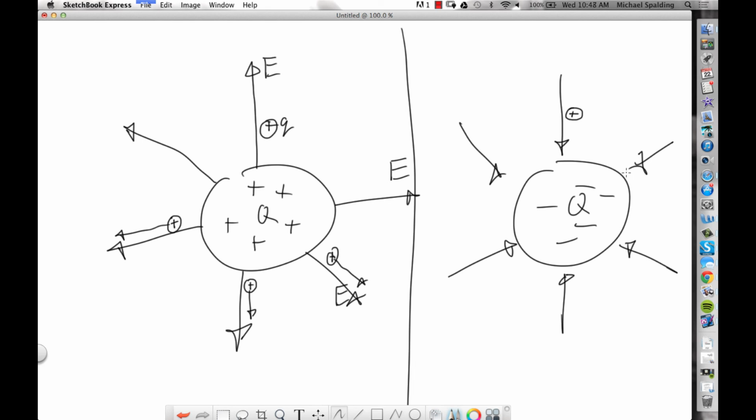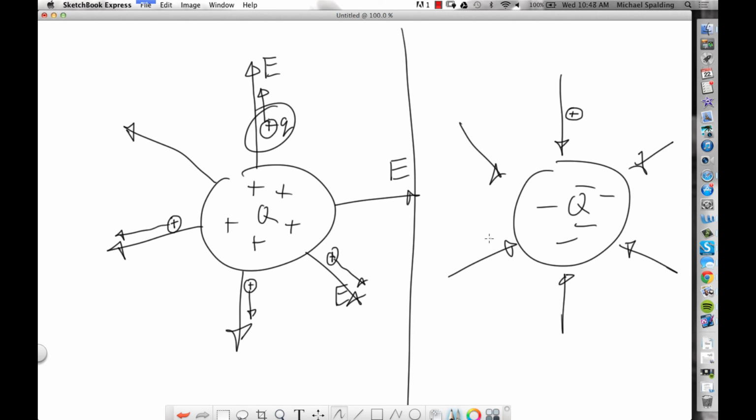Okay. Another way to put this, and this is super duper important, guys: little positives want to move which way? With the field or against? Little positives, with the field or against? With, because that's how we define the field. The field is defined based on the little positive.